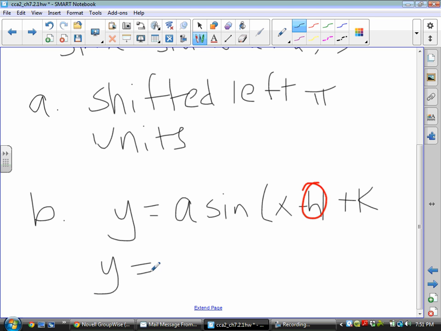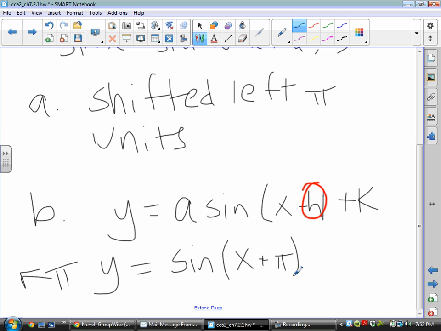So my a is just going to be 1, so I don't have to write it at all. And so I want it to be x, and it went to the left pi units. So I want to do the opposite of that. Instead of left typically seeming negative, I'm going to say plus pi. That one's always the opposite.